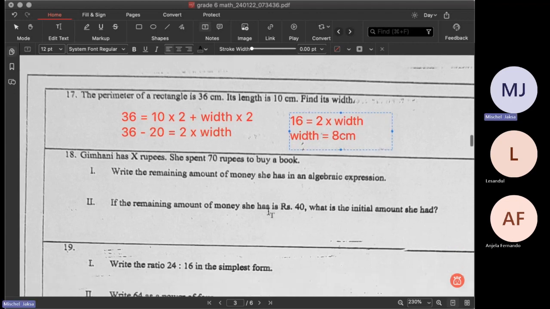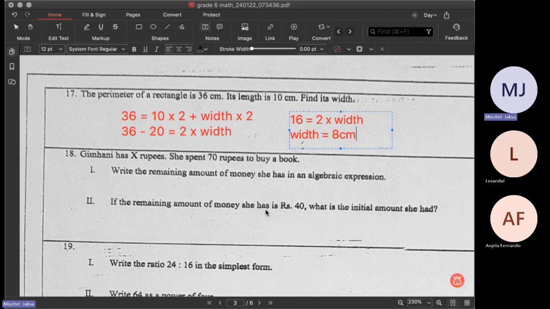Question number 18. Gimhani has X rupees. She spent 70 rupees on a book. Write the remaining amount of money she has as an algebraic expression. So she has X rupees, and she is going to spend 70. In order to get the remaining, we can subtract 70 from X. So X minus 70 is the algebraic expression for her remaining amount of money. Check, put there your answers.